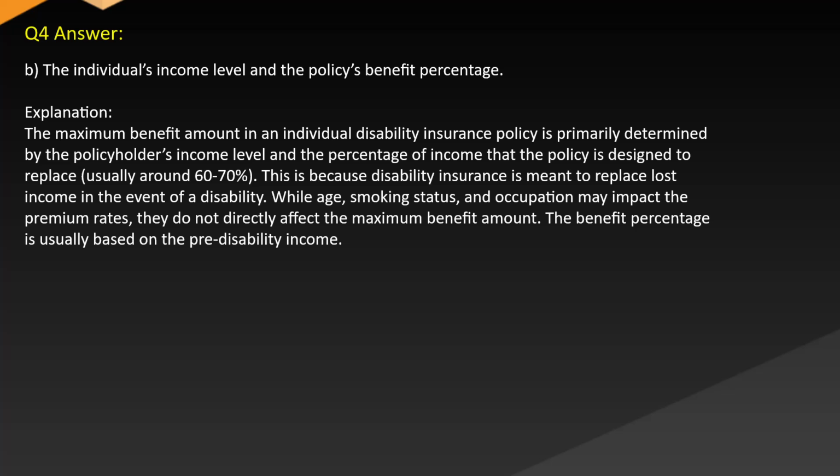Explanation: the maximum benefit amount in an individual disability insurance policy is primarily determined by the policyholder's income level and the percentage of income that the policy is designed to replace, usually around 60–70%. This is because disability insurance is meant to replace lost income in the event of disability. While age, smoking status, and occupation may impact the premium rates, they do not directly affect the maximum benefit amount. The benefit percentage is usually based on the pre-disability income.